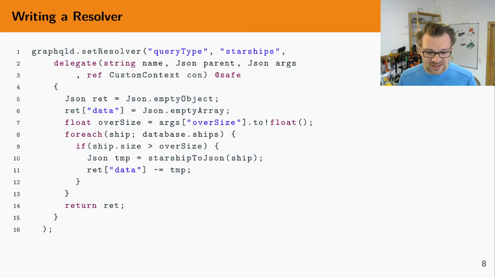And every data that is returned has to be accessible by the data member of the return JSON from this delegate. So for instance, if we want to get a starship by ID and we would only get one starship or nothing, we would either assign the JSON resulting from turning this one starship into JSON to the data, or we would put in a null value to indicate that we didn't find it. And so finally, we have our JSON object and return it. And that's basically how you write resolvers.